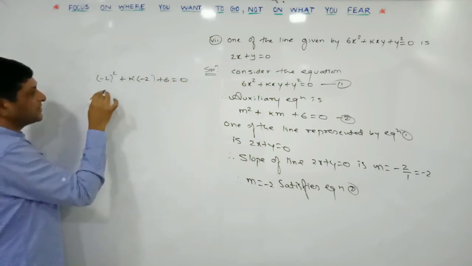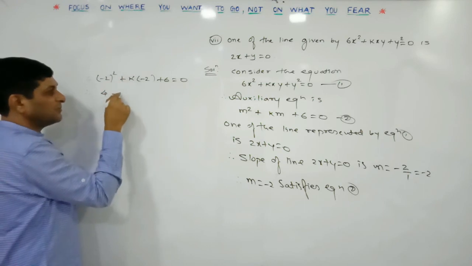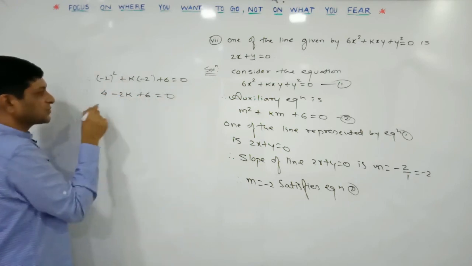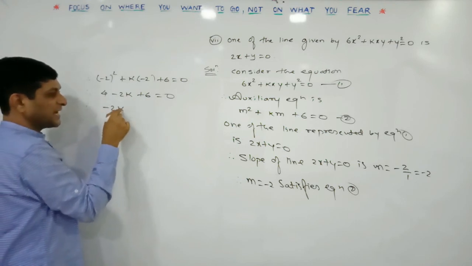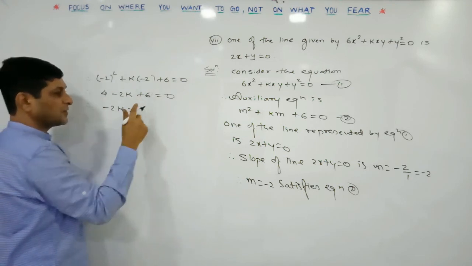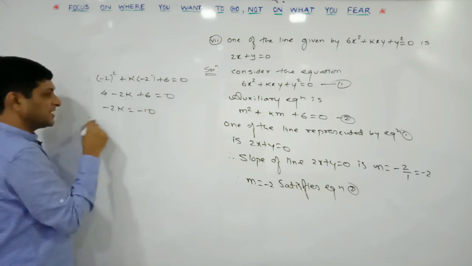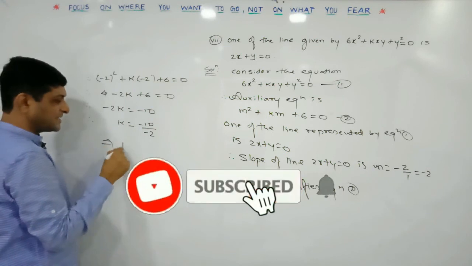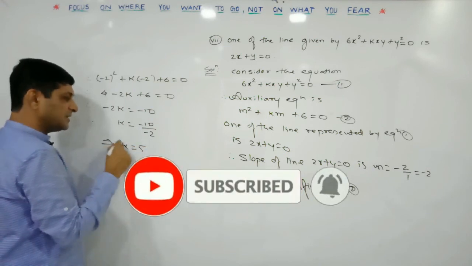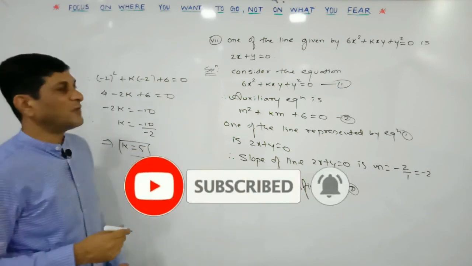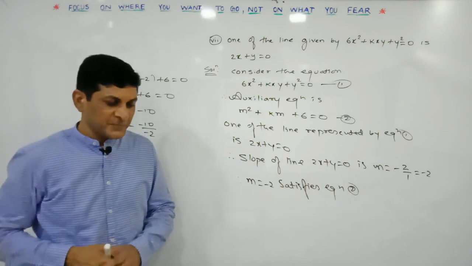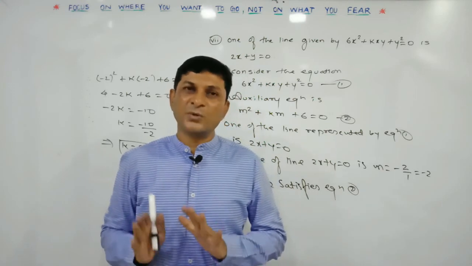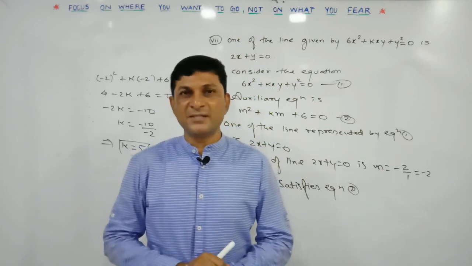What is the square of minus 2? 4. K into minus 2 will be equal to minus 2k, plus 6, keep it as it is, equal to 0. So here minus 2k, keep it as it is. 6 plus 4 is 10, plus 10 on this side will become minus 10. So therefore k is equal to minus 10 divided by minus 2, which implies that k is equal to 5. In this way we have got our required unknown value k. K is equal to 5. In this way I think we have completed all the examples from this question. So the next question we will discuss in the next video.